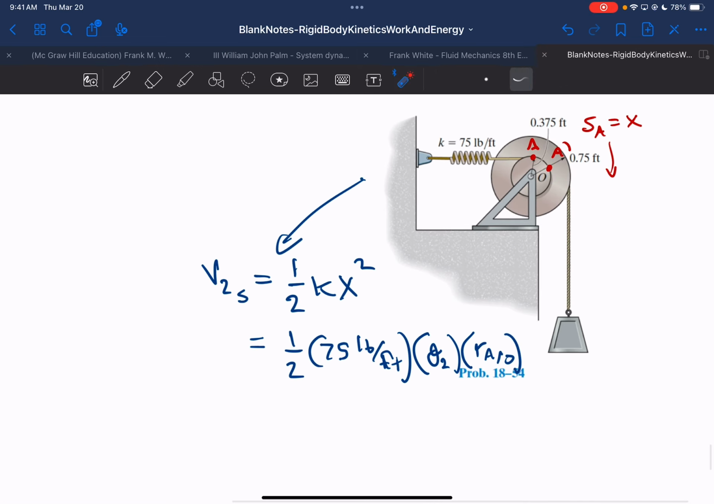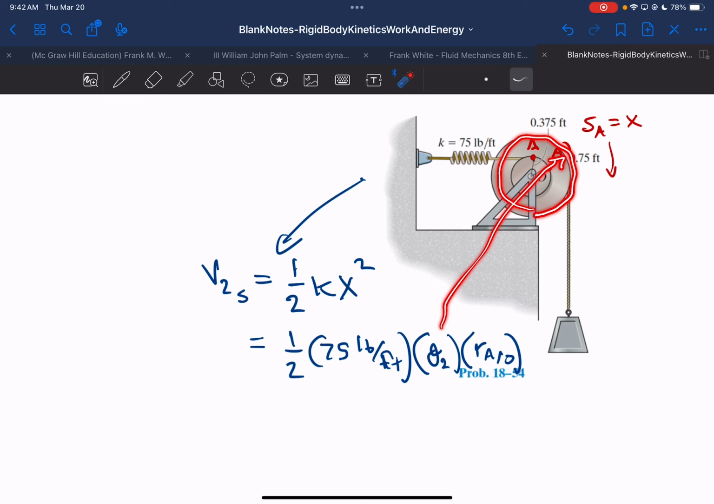Well, I can determine it by looking at, do you agree that this inner disk will have the same angular velocity and same angular displacement as the outer disk, because they share the same axis? They rotate at the same speed and they'll have the same angular displacement. Well, I can find theta 2 pretty easily for my outer disk. And how do I do that?